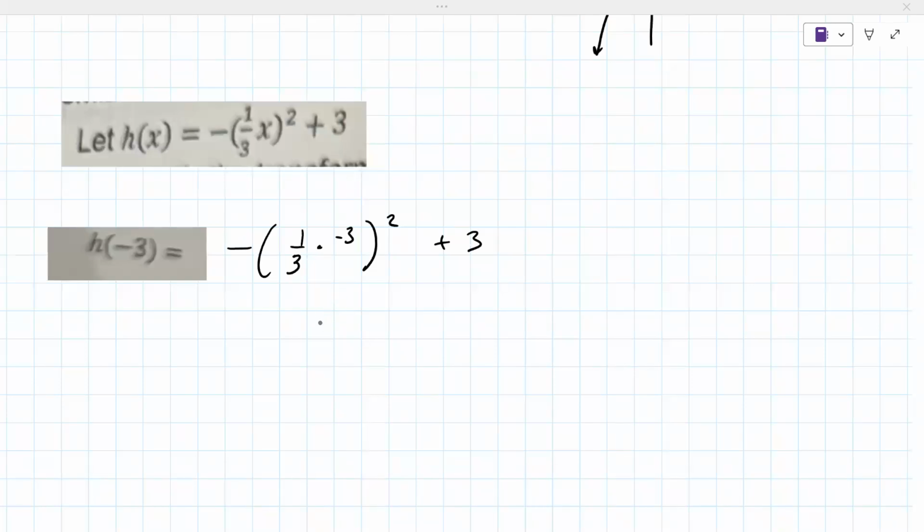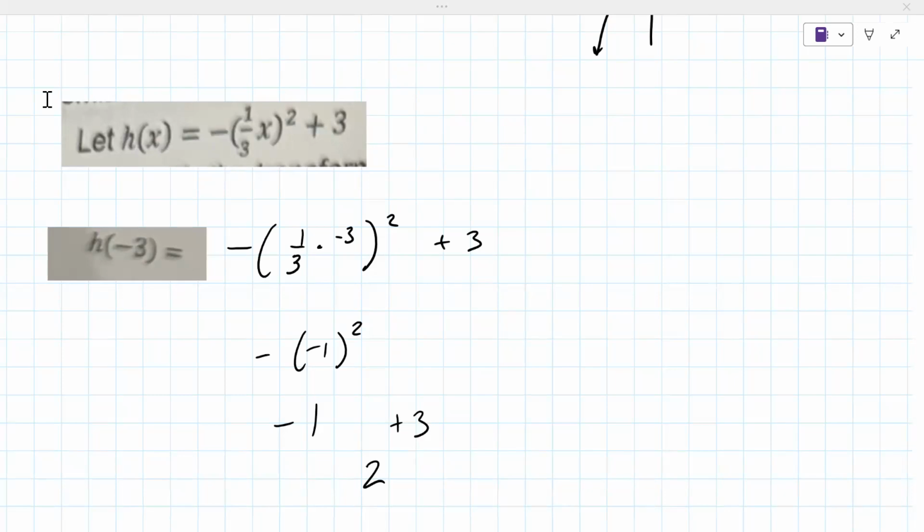So 1/3 times -3 is -1 squared. What is -1 squared? -1 squared is going to be a 1. Okay, and then you negate it. And then plus 3, that's going to be a 2. Okay. So I write that down. Yeah. Okay.